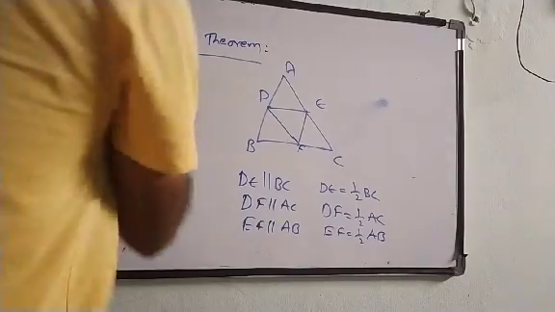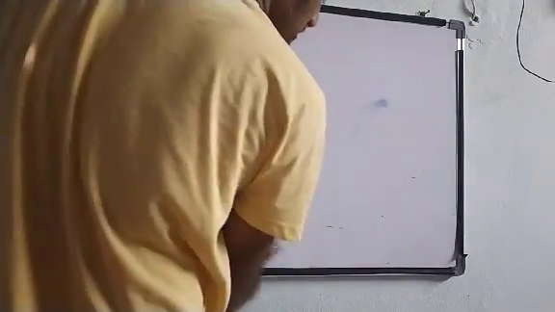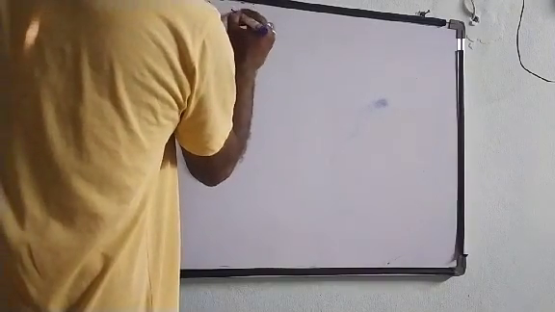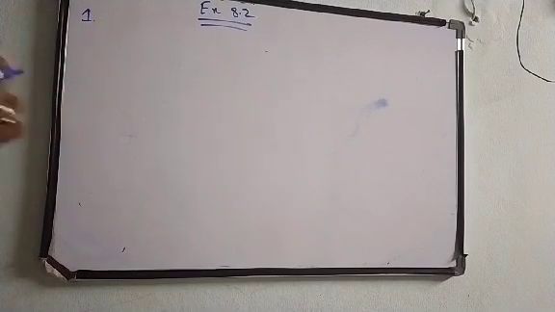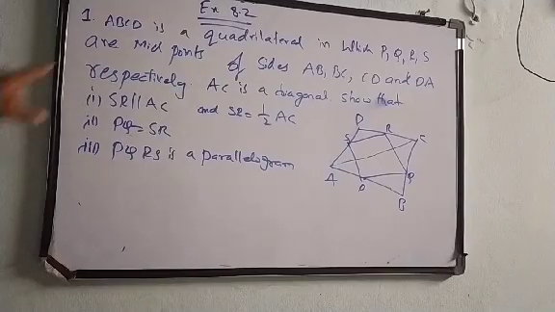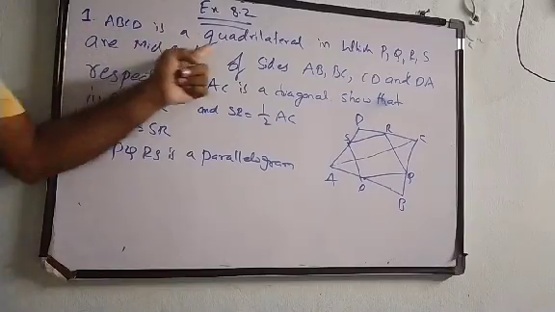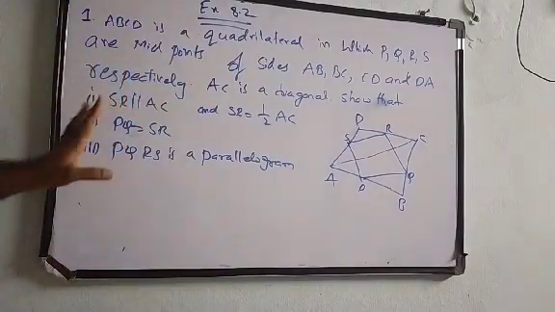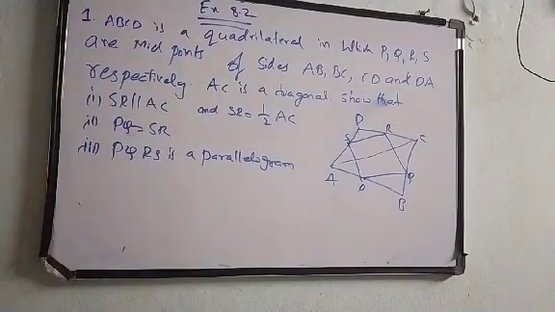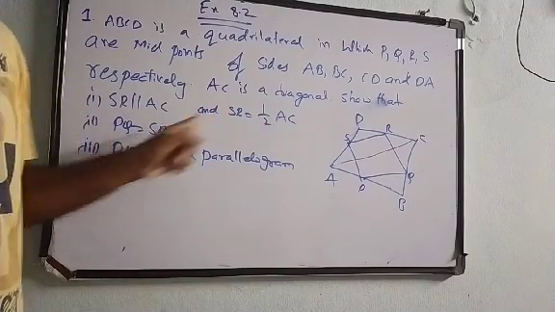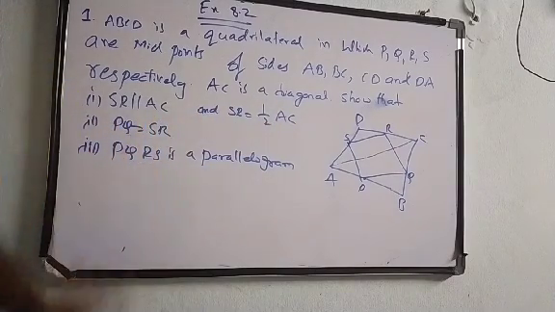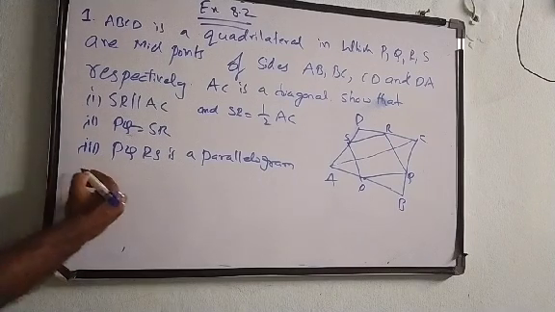Take a question on this midpoint theorem. Let us take exercise 8.2, first question. ABCD is a quadrilateral in which P, Q, R, S are the midpoints of sides AB, BC, CD and DA respectively. AC is a diagonal. Show that SR is parallel to AC and SR is half of AC, PQ equals SR, and PQRS is a parallelogram. So let us start doing the solution.